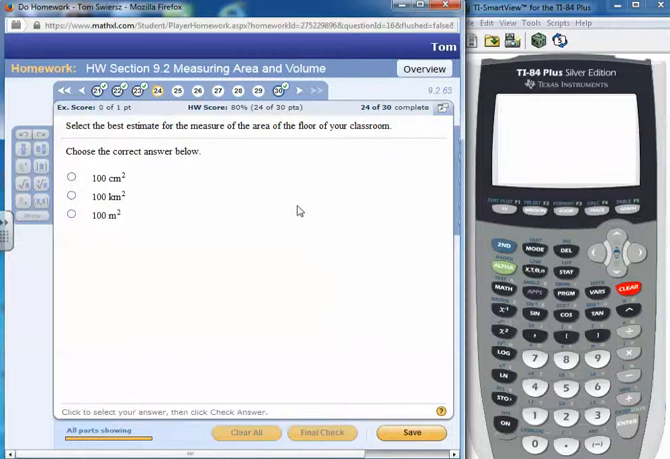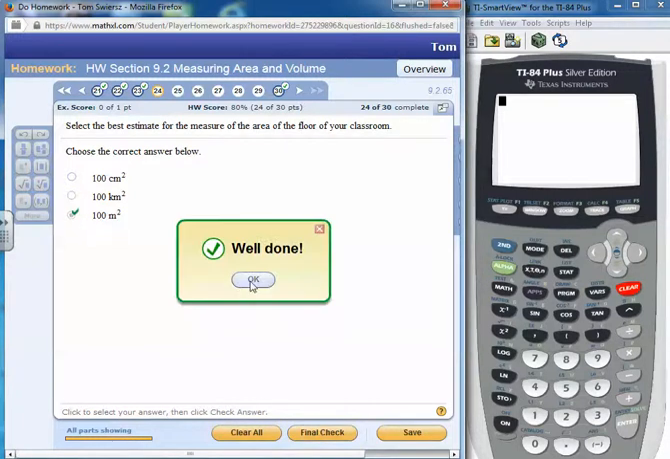Number 24, the area of the floor of your classroom. Again, 100 square centimeters would just be a meter by meter, way too small. 100 square kilometers would be a huge landmass. So for the area of the floor of your classroom, 100 square meters, something like a room 10 by 10, that would be 100 square meters. That would definitely be appropriate.